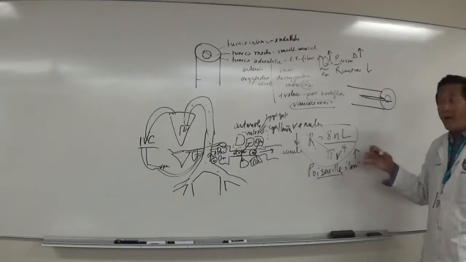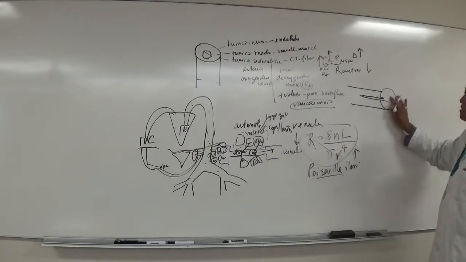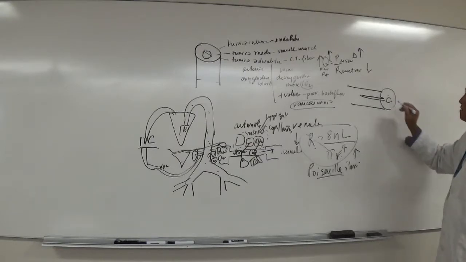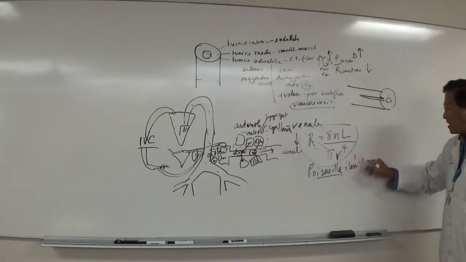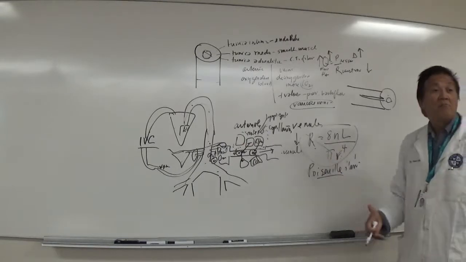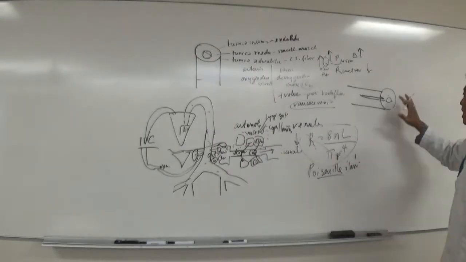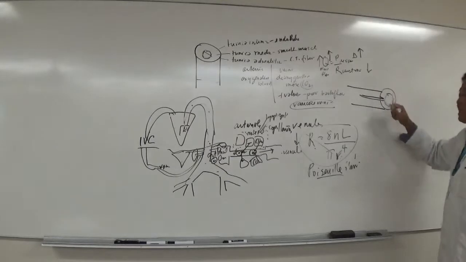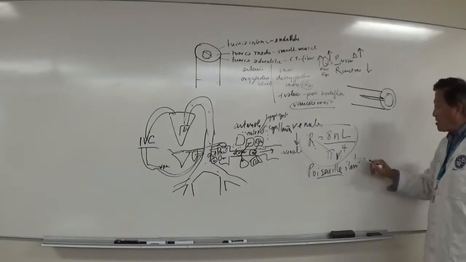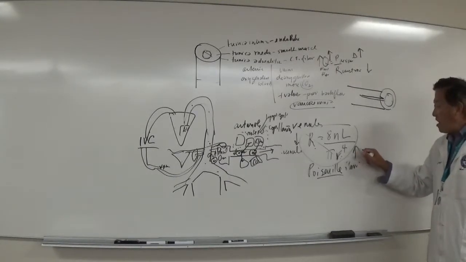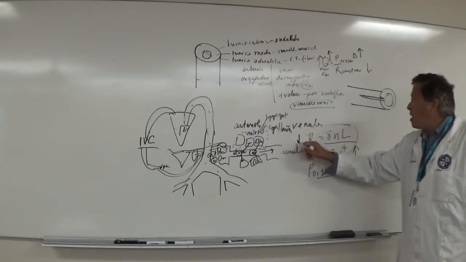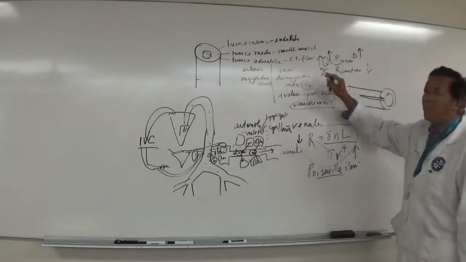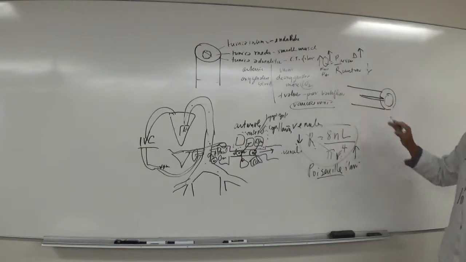Yes. Why? If this becomes smaller, what happens to the resistance? Higher. On the other hand, when this becomes bigger, what happens to the radius? Higher. And what happens to the resistance? Lower. And if you lower resistance, what happens to the blood flow? The blood flow will increase.